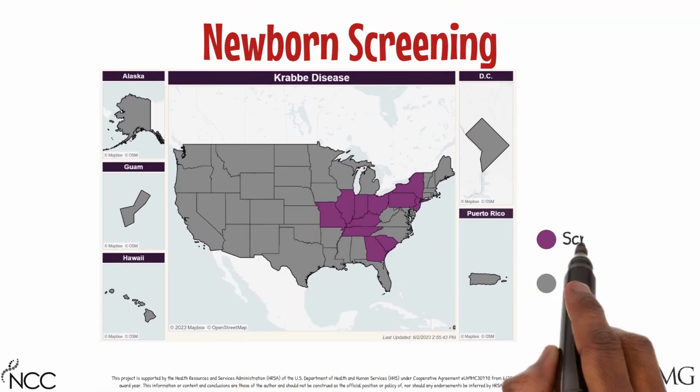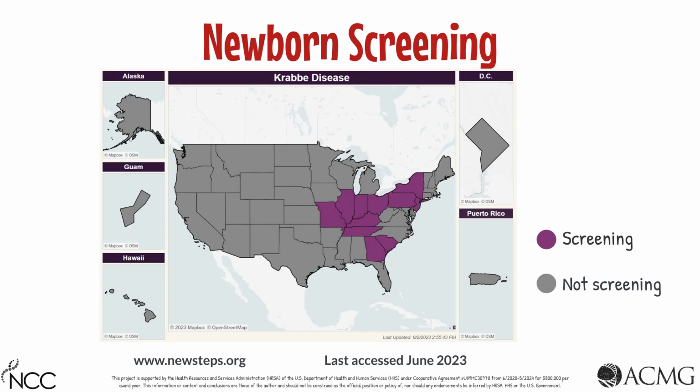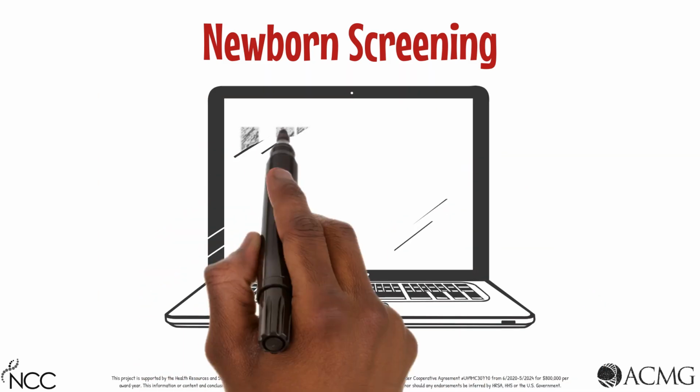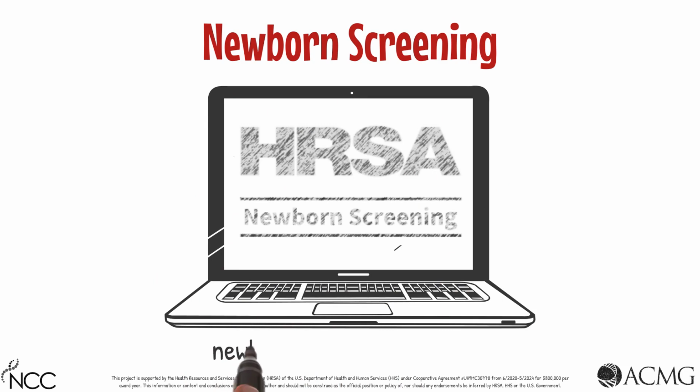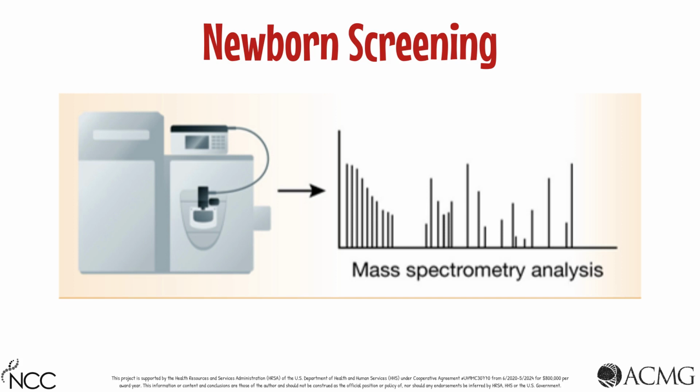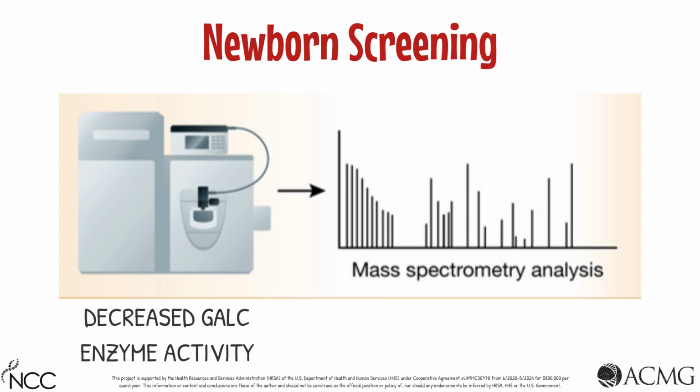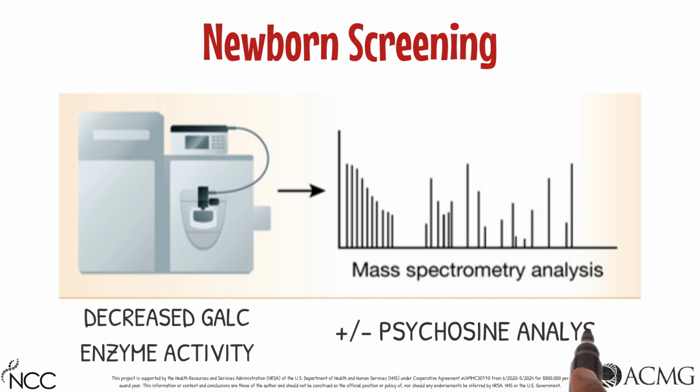At this time, not all states provide newborn screening for Krabbe disease. A good resource for checking a state's newborn screening panel is the newbornscreening.hrsa.gov website. In the states that do screen for Krabbe disease, testing is generally performed by examining levels of the galactocerebrosidase enzyme, which is decreased in individuals with Krabbe disease. Some programs also examine the levels of psychosine as a second-tier test to help improve screening, differentiate between forms of Krabbe disease, and rule out cases of pseudodeficiency.